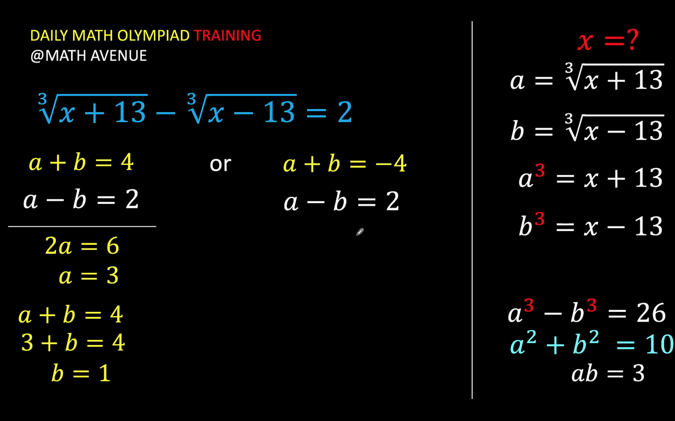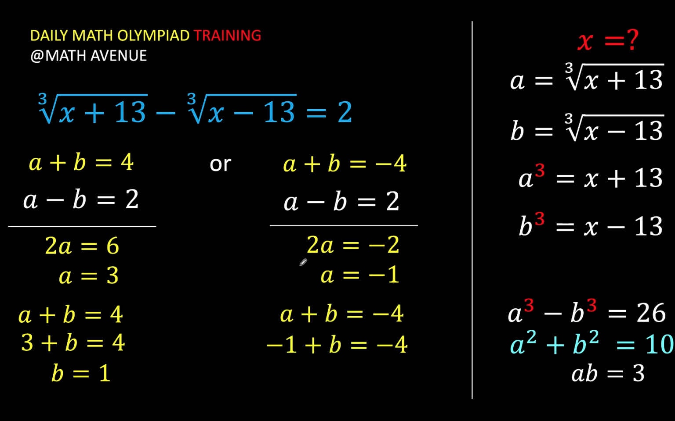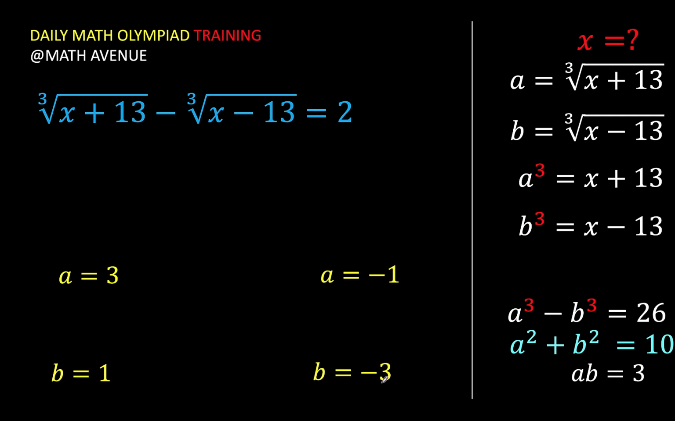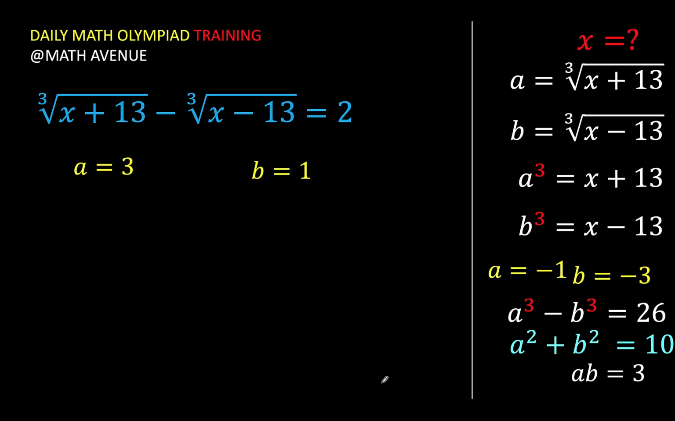For the second equation, we also add these two equations together to get 2a equals negative 2, or a equals negative 1. Solving for b, b is equal to negative 3. So we now have two values for a and two values for b. We now need to see which among these values will satisfy the given equation.